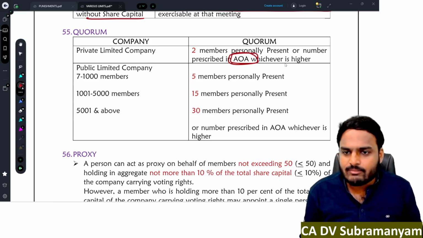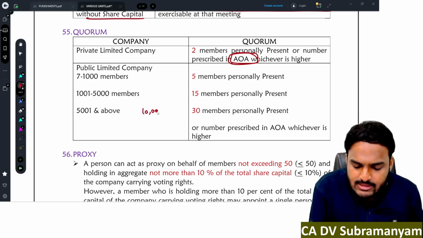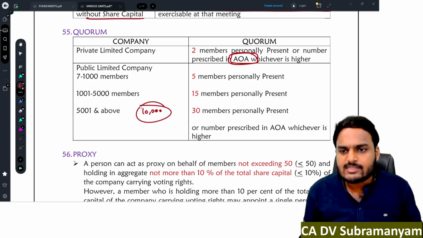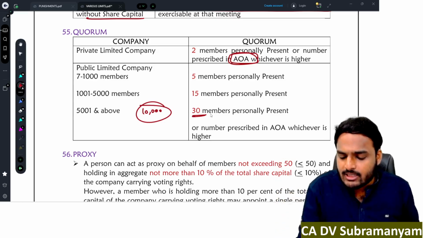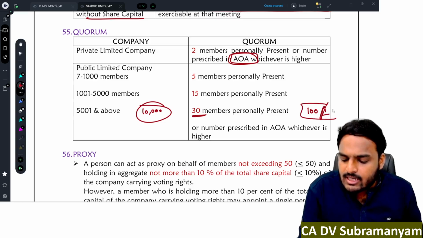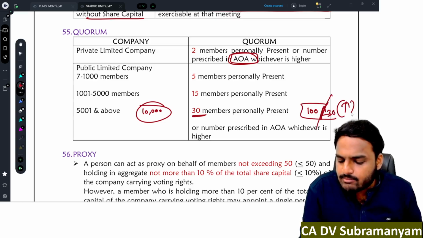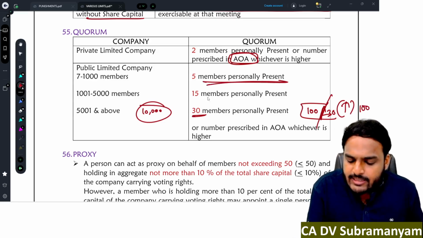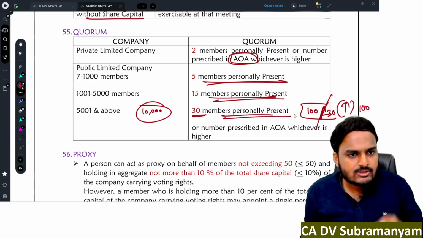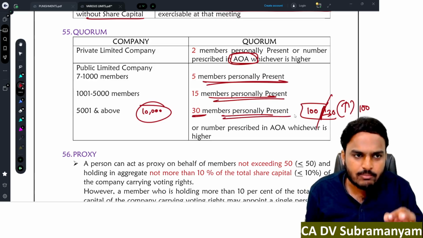Suppose in a public limited company, there are 10,000 members. As per Act, applicable quorum is 30. But in AOA of that company, the quorum is 100. They mentioned the quorum is 100. In that case, 100 or 30, whichever is higher, means 100. Understood? Members personally present excludes proxy. Only the members who are personally present shall be counted for the purpose of quorum.